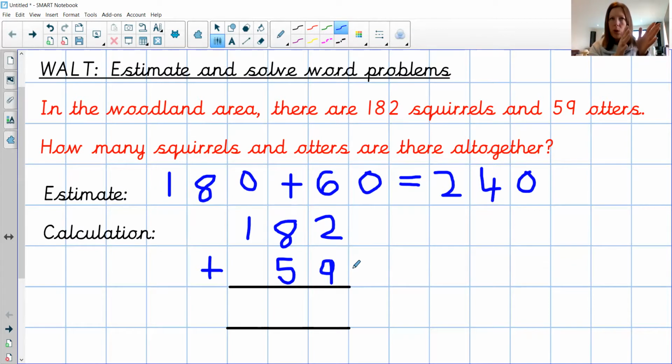So remember, with our column addition, we always start with our ones column. That's where we start to begin with. So we've got 2 add 9. Or remember, you can do the opposite way around and do 9 add 2, which is quicker. So 9 add 2, 10, 11. So my 1 goes there, and my 10, because remember this is 11, so I've got my 1, and my 10 is going to go over into my tens column there.